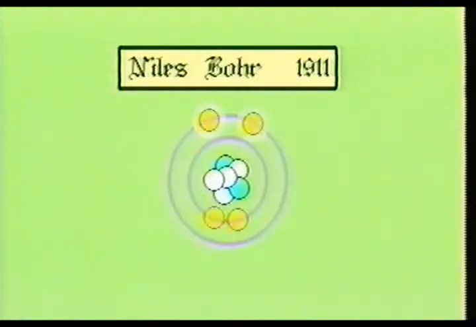In 1911, a Danish physicist by the name of Niels Bohr provided us with the theory that atoms lose energy or emit energy when the electrons orbiting the nucleus move from a higher energy orbit to a lower energy orbit.